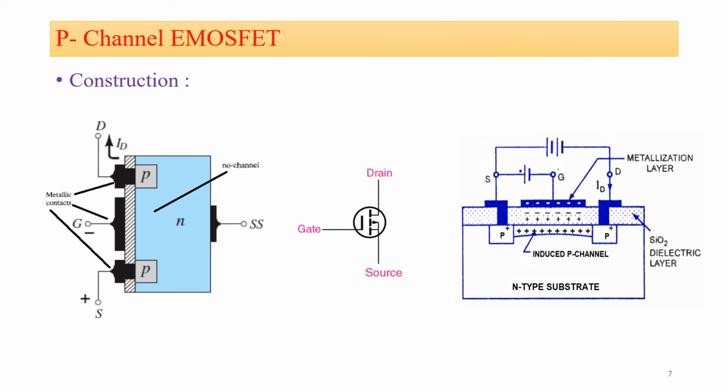Now here, to enhance the channel between two heavily doped P-type semiconductor material, our VGS as well as VDS are negative. As VGS and VDS are negative, due to this the electrons, or the negative charge ions, will attract towards the SiO2 layer, and due to these electrons, channel will be induced in two p-type semiconductor materials, due to which the drain current, that is ID, will start to flow from drain to source, exactly opposite to the N channel.